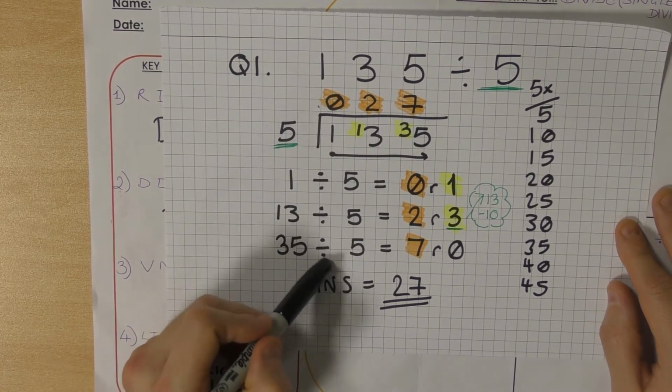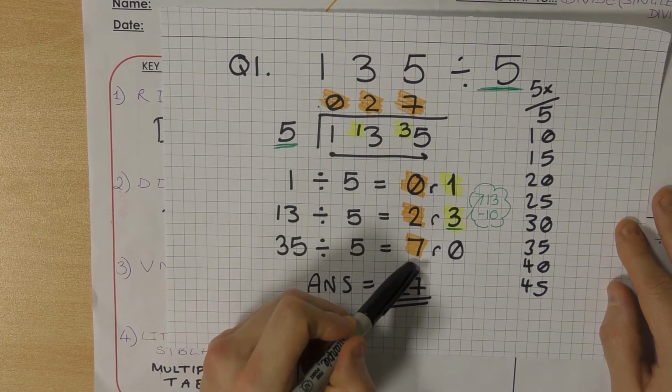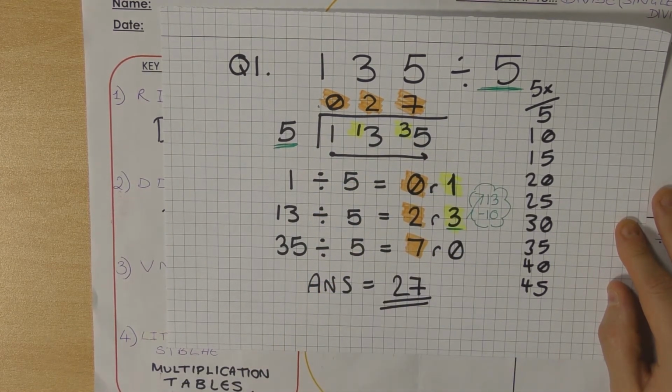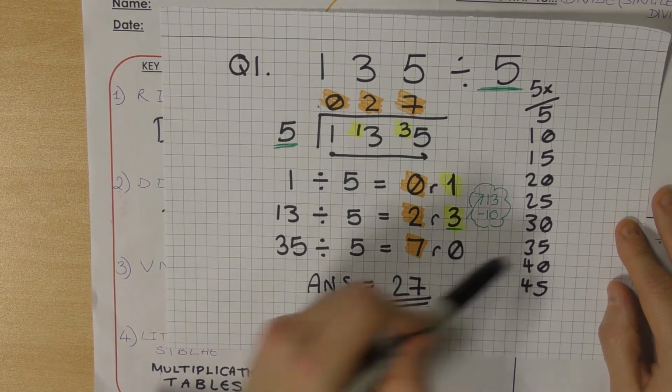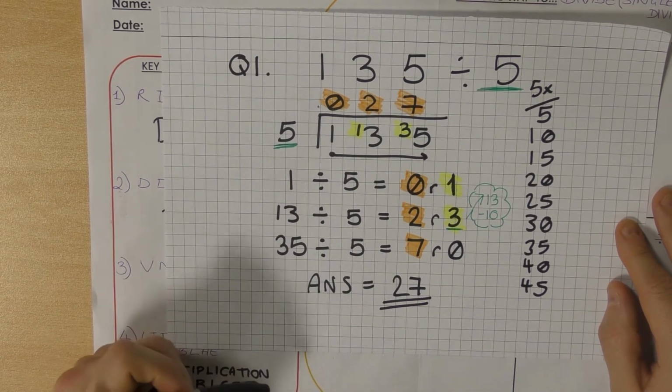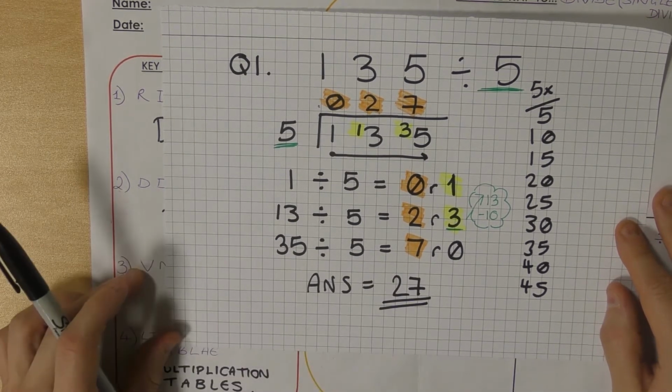I then do 35 divided by 5, which is 7. If I count down my list, it's 7 times 5. There is no remainder because 5 fits exactly into 35, 7 times. My answer is therefore 27.